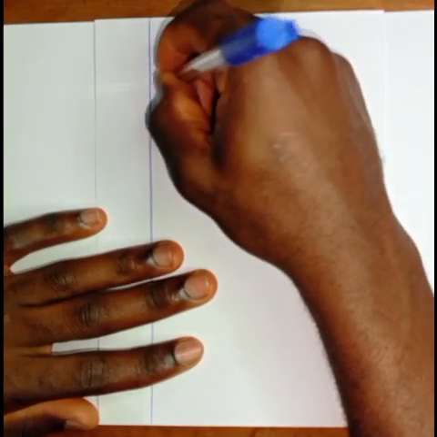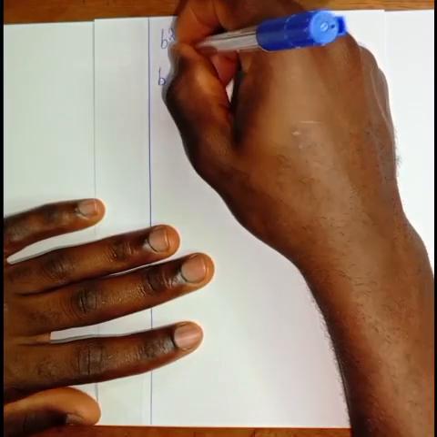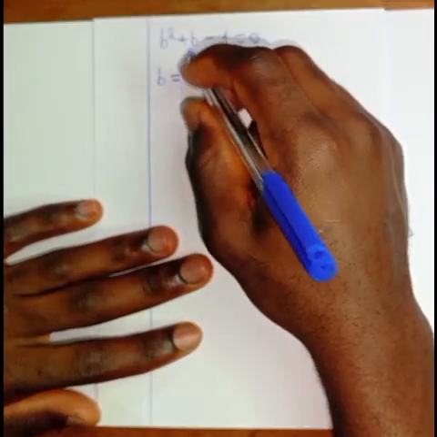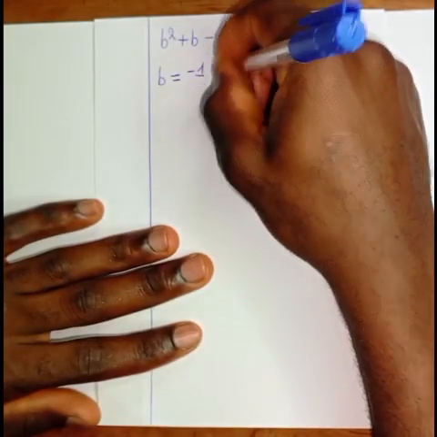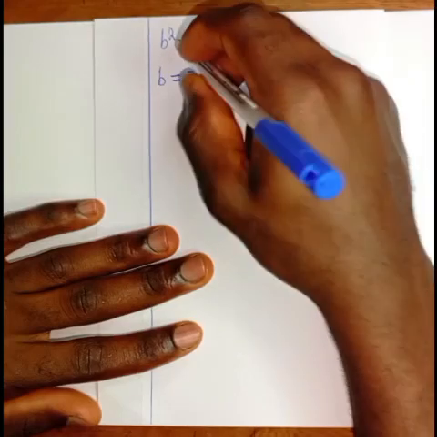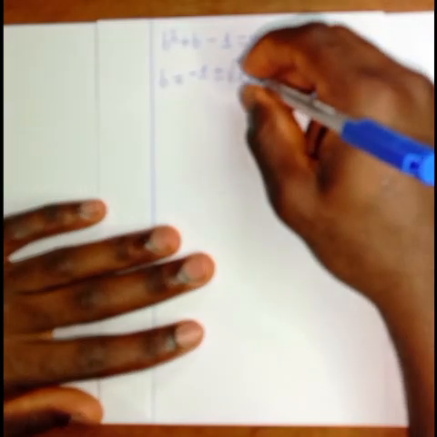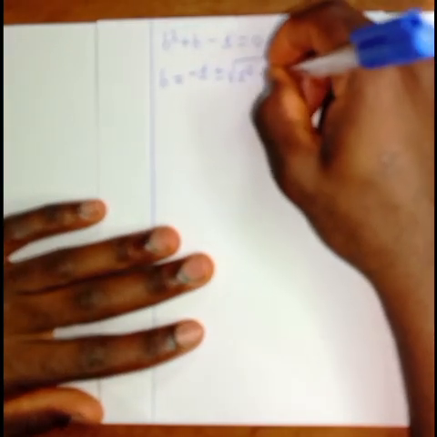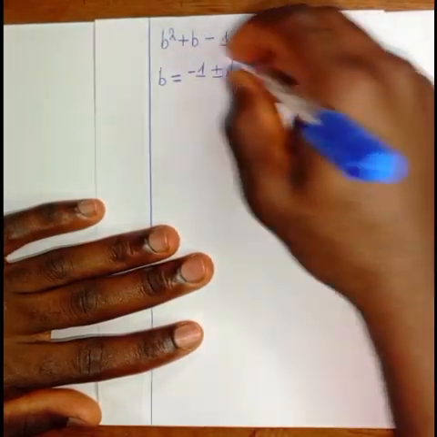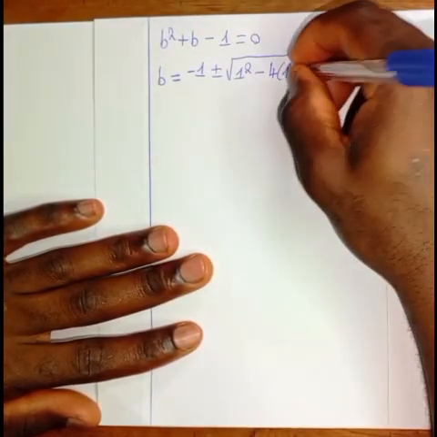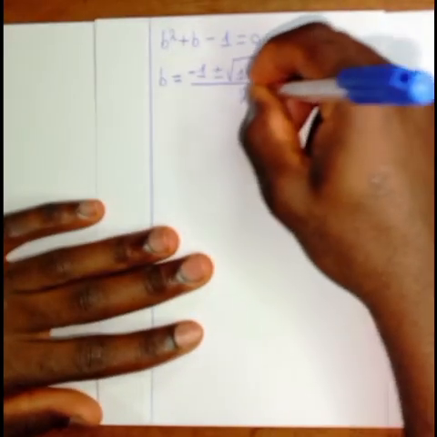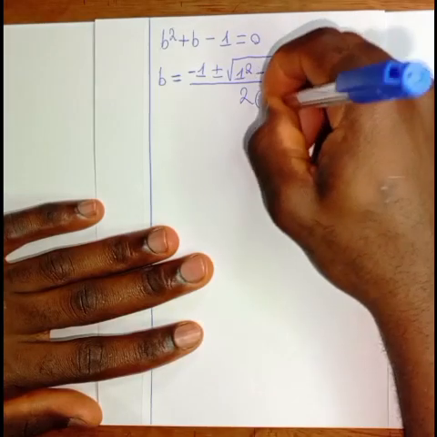This will give us b to be equal to -1 plus or minus the square root of b squared, the coefficient here, 1 squared, minus 4 times the coefficient of b squared, which is 1, times the constant term, which is -1. Then we divide all this by 2 times the coefficient of b squared, which is 1.